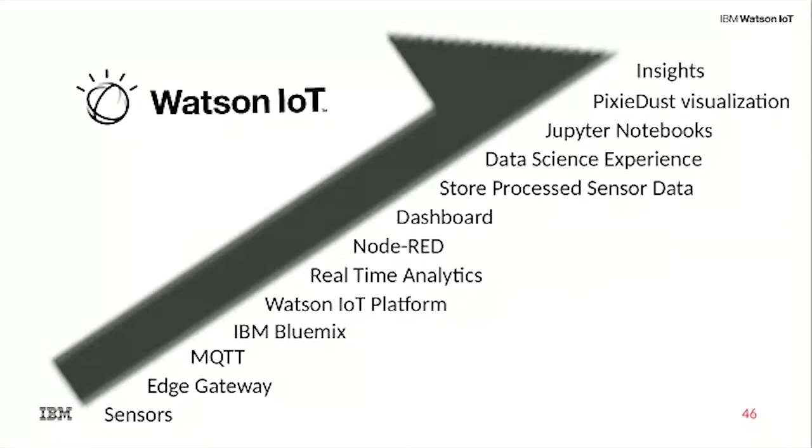I did some real-time analytics in Watson IoT Platform, sent the data over to Node-RED, built some dashboards and some real-time alerts, texted my phone when I hit a threshold, stored the data in a time series database, pulled that data into Data Science Experience, opened it up in a Jupyter Notebook, did some analysis in Jupyter Notebooks with Apache Spark, and I used some visualization libraries to build some charts and look for insights. And that's what you would want to do as well.